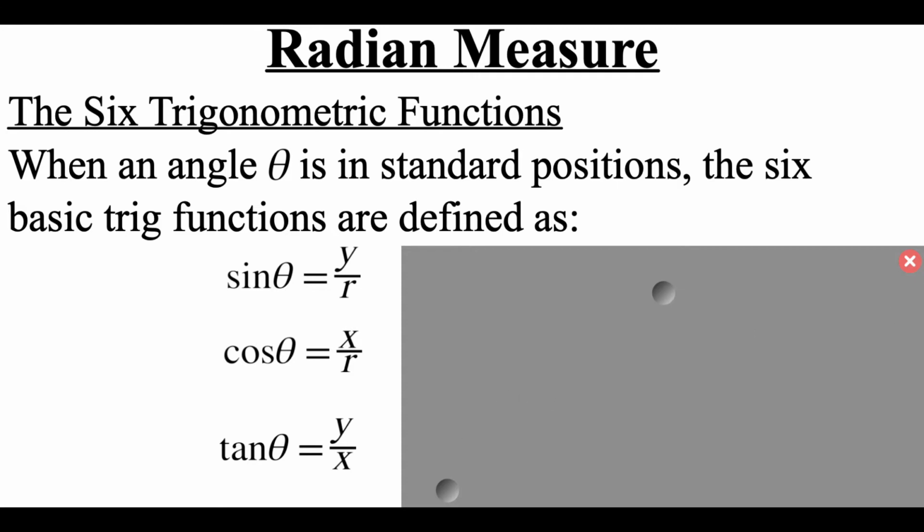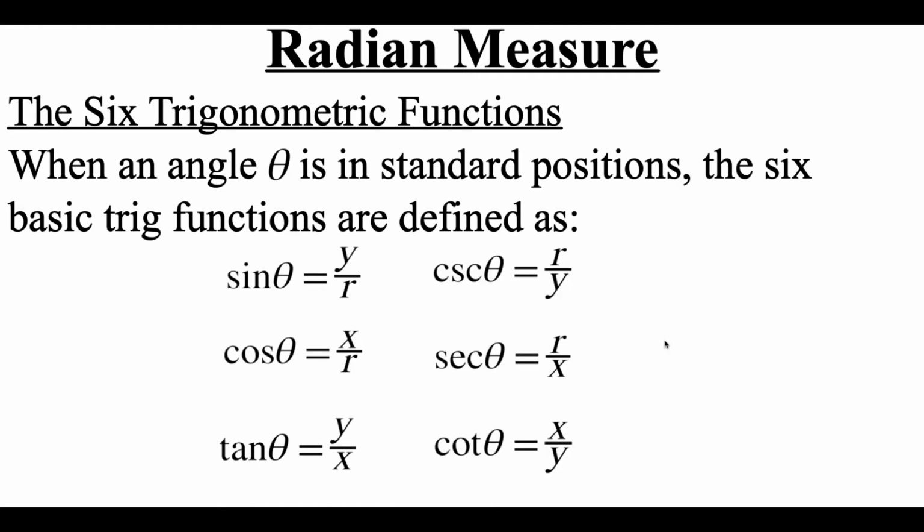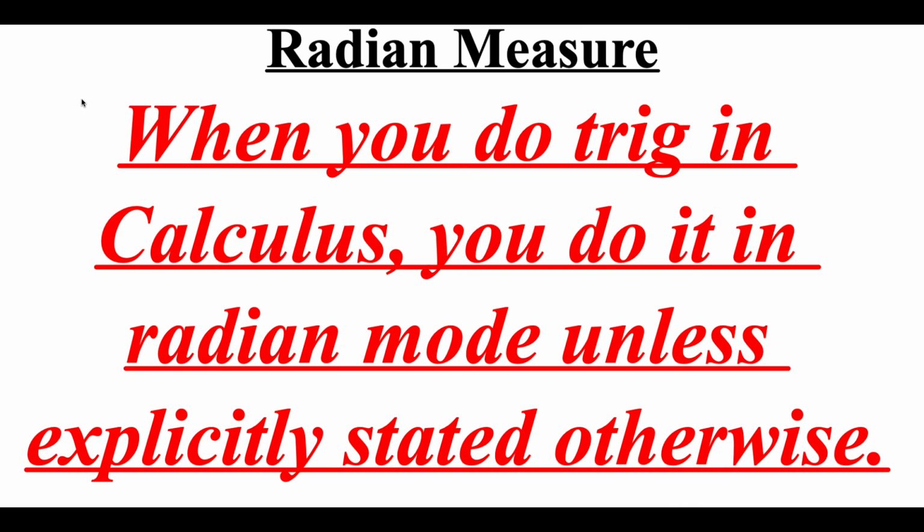But then we've also got reciprocal trig functions as well. So the cosecant is r over the y value, so that's the reciprocal of the sine. Secant is the reciprocal of the cosine, so r over x. And cotangent is the reciprocal of tangent, x over y. One last thing to note, when you do trig in calculus, you're always going to do it in radian mode, unless the specific problem or example or whatever it is that you're working on states otherwise.